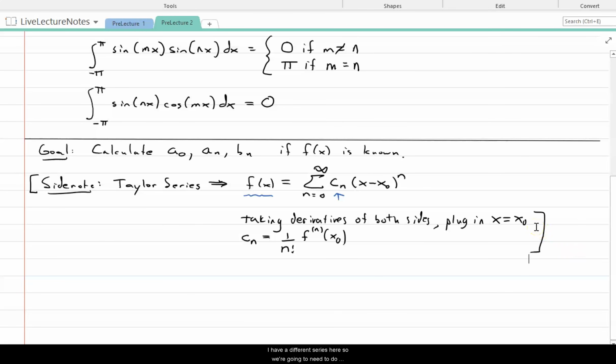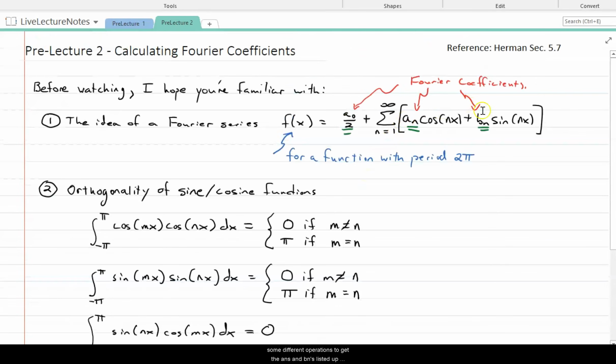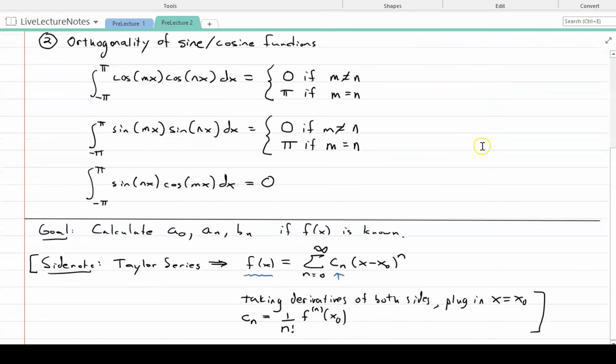Now, we have a different series here, so we're going to need to do some different operations to get the a_n's and b_n's listed up here. But the idea is the same. I need to do something to the left side and something to the right side, do something to both sides of this equation to isolate the a_n's and the b_n's. Okay, so that's what we're going to do.